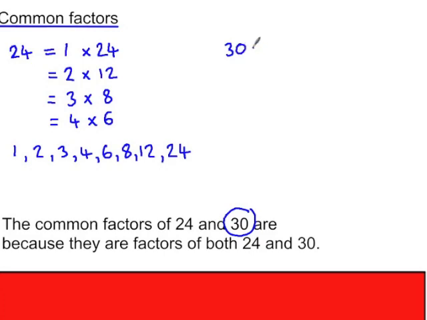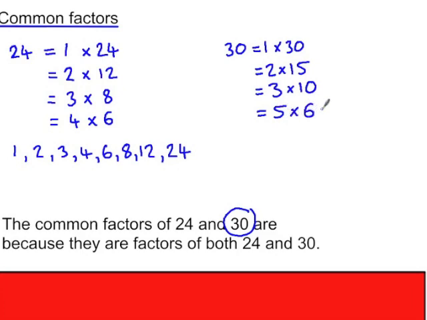Well, 30 is 1 times 30, 2 times 15, 3 times 10. It's not a multiple of 4, but it is a multiple of 5, 5 times 6. And of course now we know it's a multiple of 6, and we can stop. So the factors of 30 are 1, 2, 3, 5, 6, 10, 15, and 30.